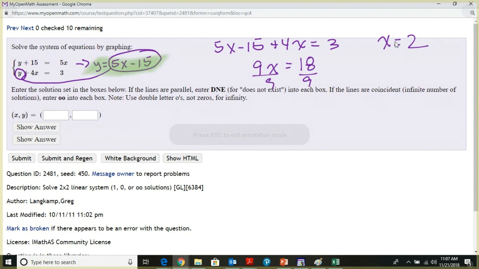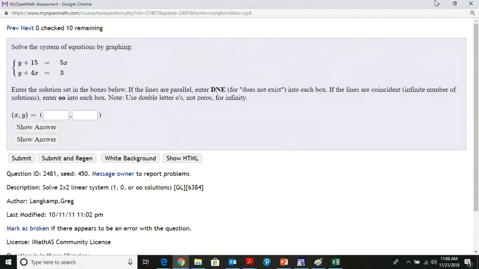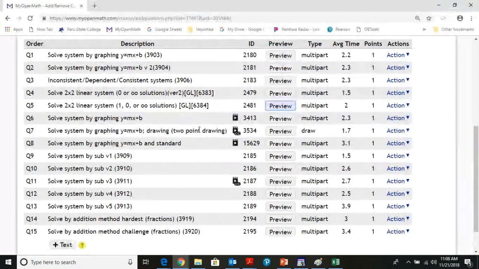And so then I'm just going to plug it into where I'd already solved. So y equals 5 times 2 minus 15, which is negative 5. Oh, was that the same question as last time? So 2, negative 5. Look at that. So I'm not going to bother with that. Okay, so let's just keep moving.